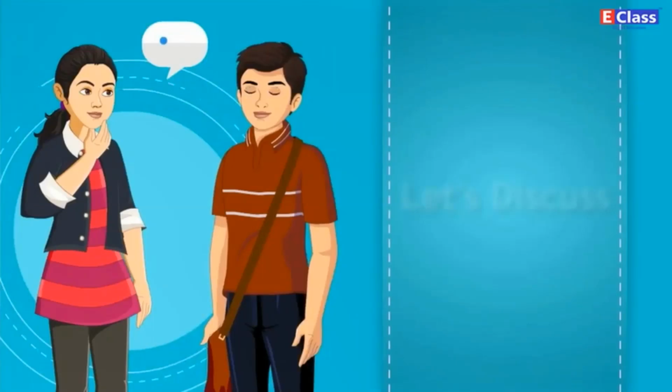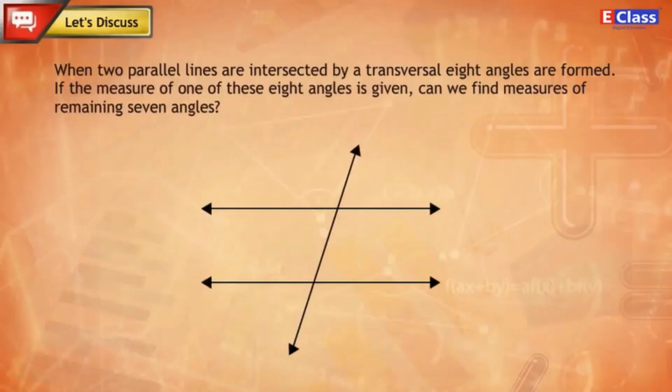Let's discuss. When two parallel lines are intersected by a transversal, 8 angles are formed. If the measure of one of these 8 angles is given, can we find the measures of the remaining 7 angles?